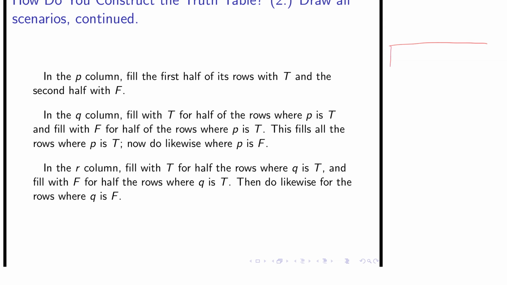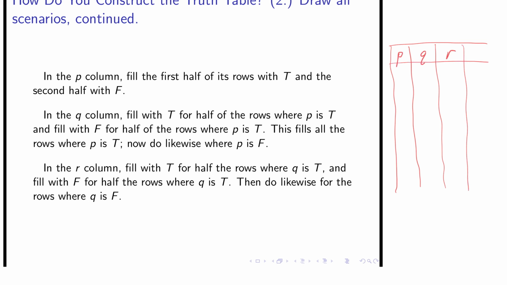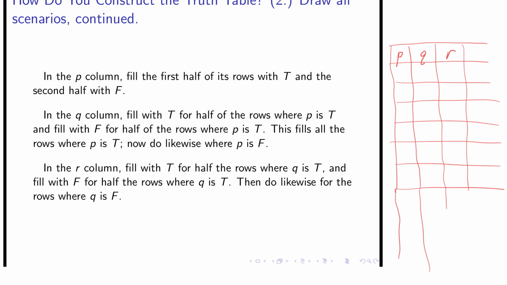So we've got three variables. That means we're going to need three columns for P, Q, and R. And I'm going to go ahead and label that P goes here, Q goes here, R goes here. We know that because there are three variables, we need 8 rows. So 1, 2, 3, 4, 5, 6, 7, 8.